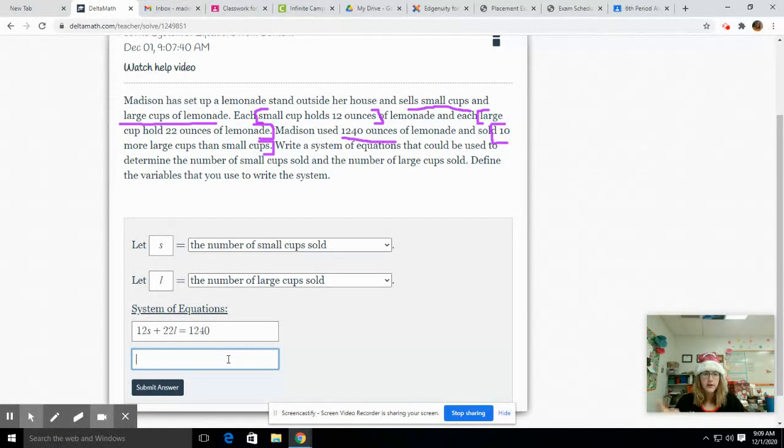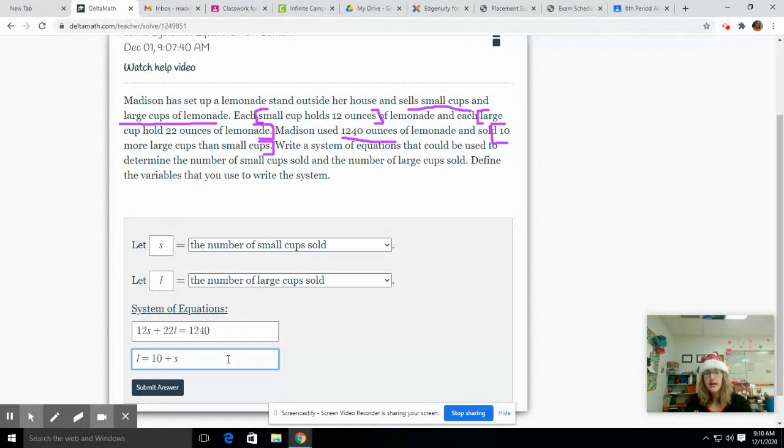And then, so we already used the top three things. All we're left with is 10 more large cups than small cups. So remember, we have more large cups, so it's going to be L equals 10 more. That means if I sold 20, I'm going to sell 30. So we're going to be adding. So it's going to be 10 plus S.